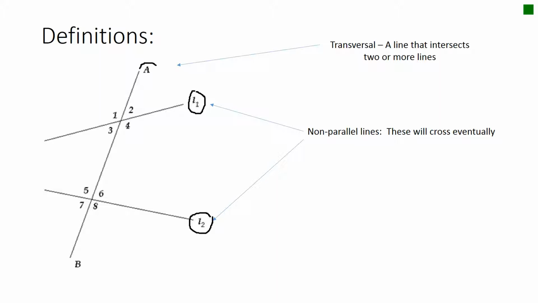And we also have this line here. So you can see a line going down, and it's a transversal. It's a line that intersects two or more lines.